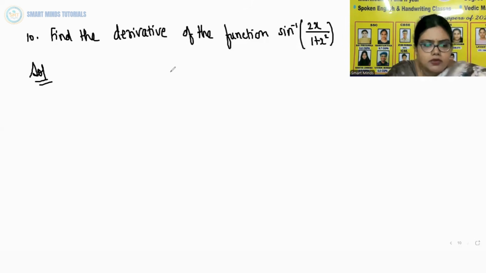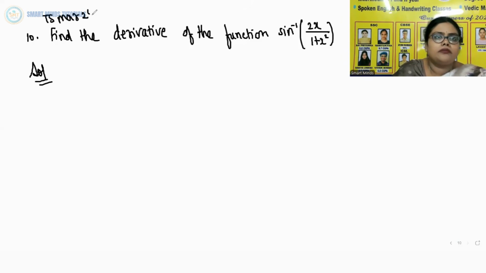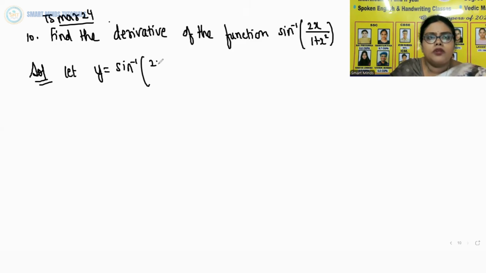Now take the next question. This is very, very important. Last appeared in TS March 24. So find the derivative of the function sine inverse of 2x by 1 plus x square. So let us take y is equal to sine inverse of 2x by 1 plus x square.